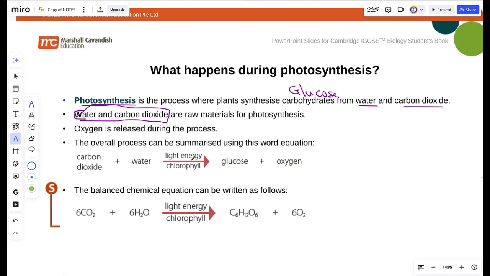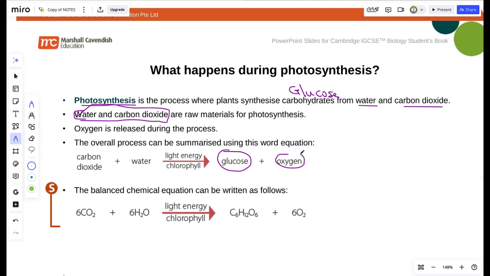Now, the process is given below. Carbon dioxide reacts with water. Then in this mediation, you put chlorophyll at the bottom and sunlight on top. Meaning, the chlorophyll traps the sunlight energy. That's the meaning. Chlorophyll helps to trap the sunlight energy in order for the glucose, which is the carbohydrate, or the starch, and oxygen to be manufactured.